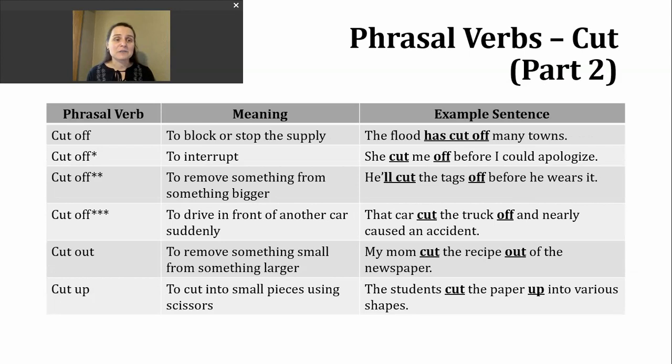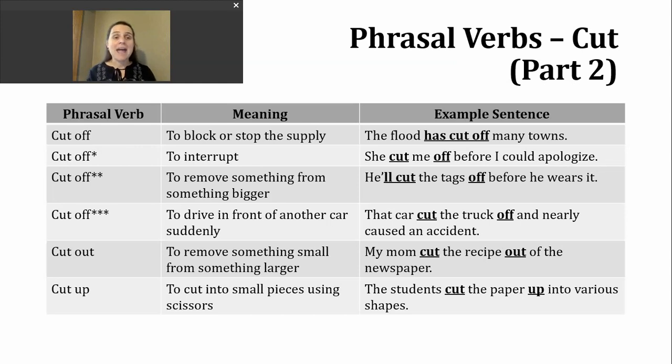Next set of phrasal verbs we're going to look at is cut off. And this is going to have 4 different meanings that we'll look at more closely. The first way you might see cut off used is to mean to block or stop the supply of something. Here's an example of that. The flood has cut off many towns.